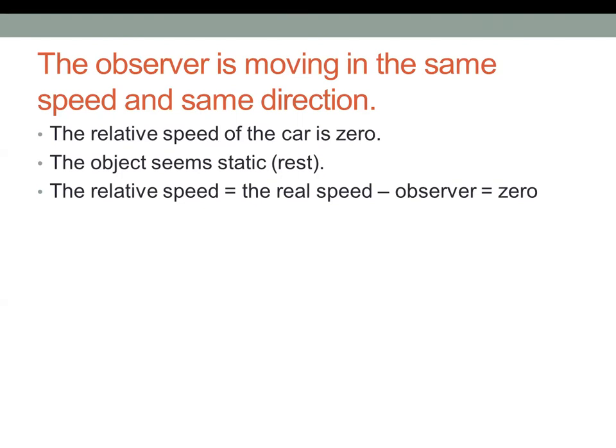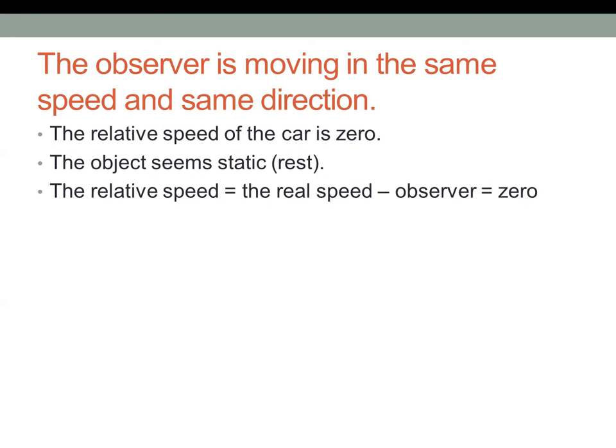The last one, if the observer is moving at the same speed and in the same direction. We are inside two cars, okay? And we move at the same speed and in the same direction. I will feel that the car beside me is static, is at rest. It doesn't move. I will feel it. Why do I see its speed is 0? Because we are at the same speed and in the same direction. So the relative speed here will be 0. I will feel that the car doesn't move.